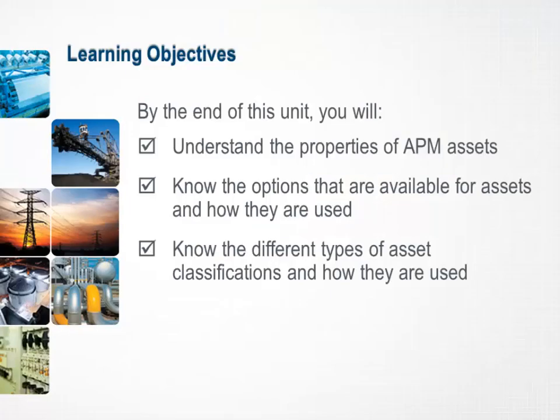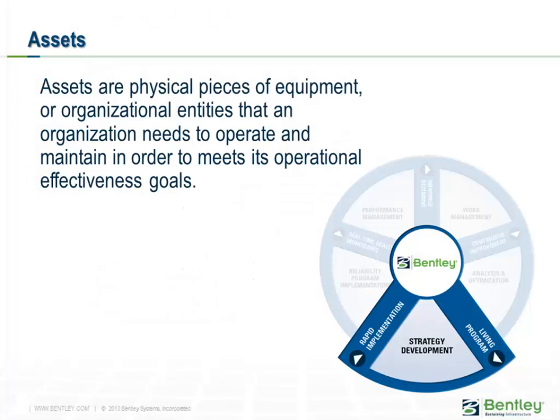By the end of this unit, you will understand the properties of APM assets, know the options that are available for assets and how they are used, and know the different types of asset classifications in APM and how they are used. Assets are physical pieces of equipment that an organization needs to operate and maintain in order to meet its operations effectiveness goals. This supports the strategy development portion of the APM process, where assets that are causing the most organizational concern are selected for identifying risk and performance targets.